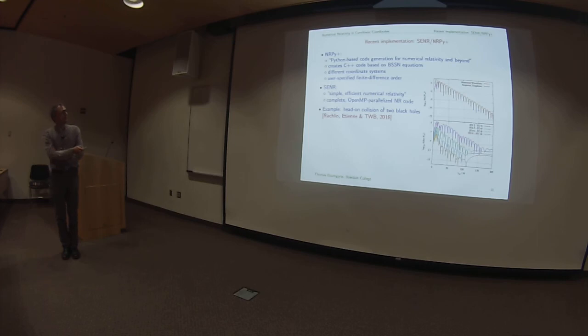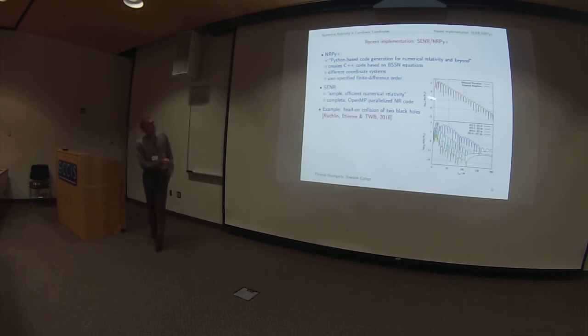One implementation is the one that Zach took the lead on with his postdoc and the former RIT student Ian Ruchlin. It's NRPy and SENR. NRPy is basically a Python-based interface that produces a C++ code in various different finite difference orders that you can choose with the user-specified Python difference order. This is very beautiful. Here's an example for the wave that you would find from the head-on collision of two black holes, and you notice that you can follow this signal over many, many orders of magnitude with remarkable agreement with the theoretical prediction. So that is really very beautiful. This code is also publicly available. I'm sure Zach has already told you about this. There's a web page you can look at.